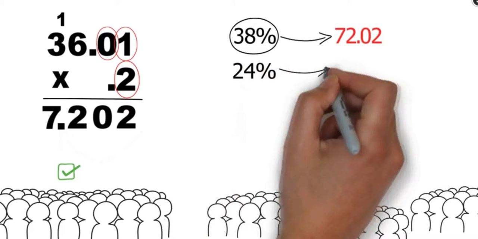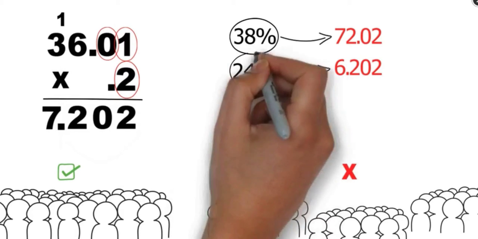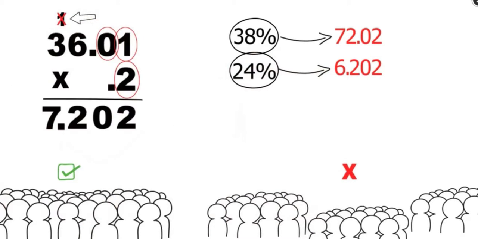24% of the wrong answers were 6.202. In this case, we can see that these students made a mistake in regrouping while solving this problem.